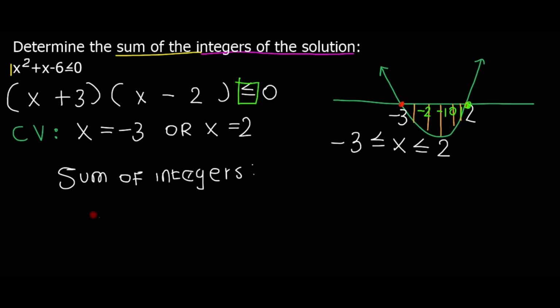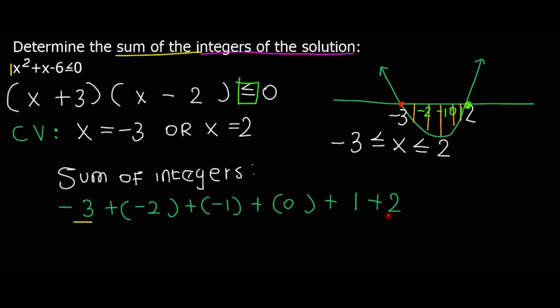-3 and then plus -2 plus -1 plus 0 and then plus 1 and then plus 2. Because of this inequality, less or equal, we include -3 and 2. So that is why we include -3 and also +2.